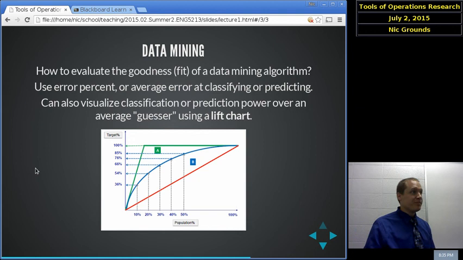All right. And the percentage of failures for the data mining algorithm is the difference between the green and the blue. The percentage of errors.